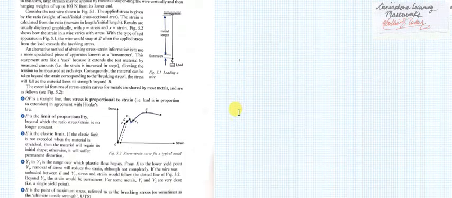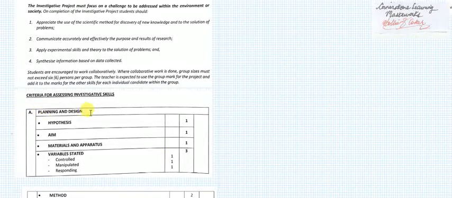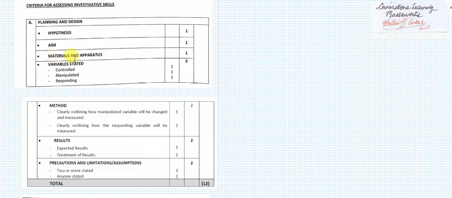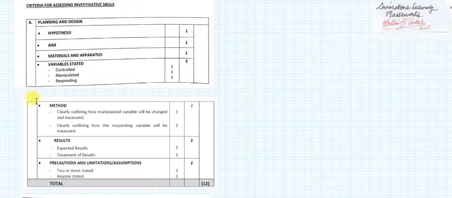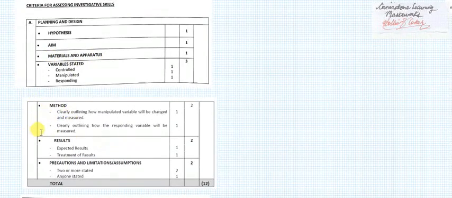This is something you should have done in Form 5. I just want to touch on something here, okay? In an investigative project, there's a particular structure. There's a plan and design part, which has to do with the hypothesis, your aim, your materials and apparatus, a variable stated, method, results, precautions and limitations and assumptions and so on, and you must have your expected results and how you plan to treat those results. That is the part that's going to be plan and design.